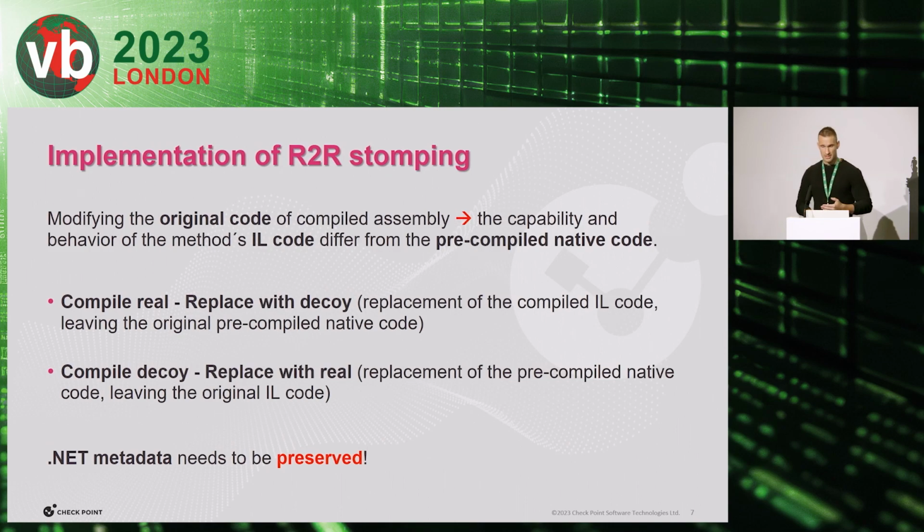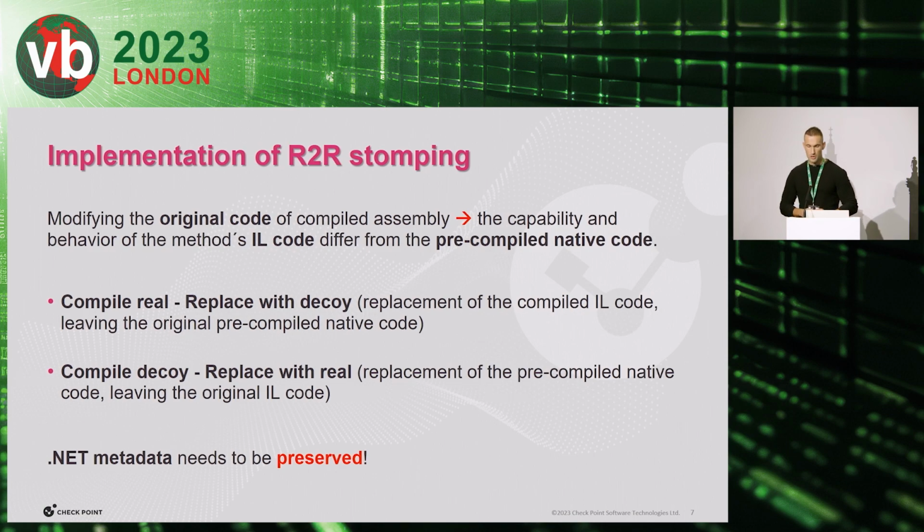The implementation is about modifying the original code of the ready-to-run assembly in a way that the behavior of the IL code and the precompiled native code will differ. We can do that in two ways. First one is about replacing the compiled IL code and leaving the precompiled native code intact. The second one is about replacement of the compiled native code and leaving the IL code intact.